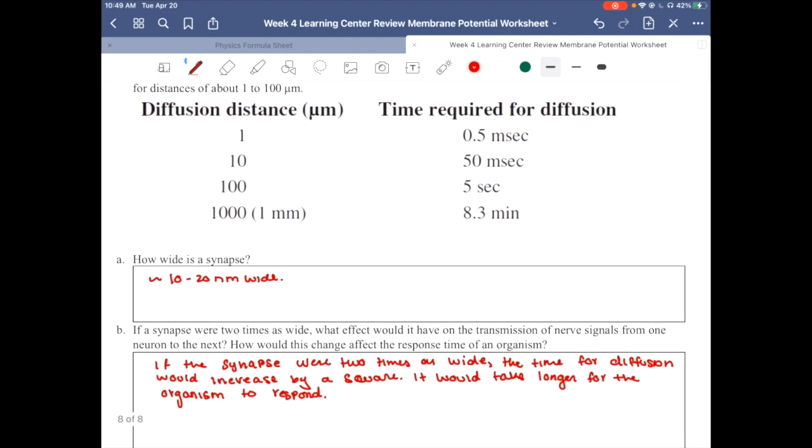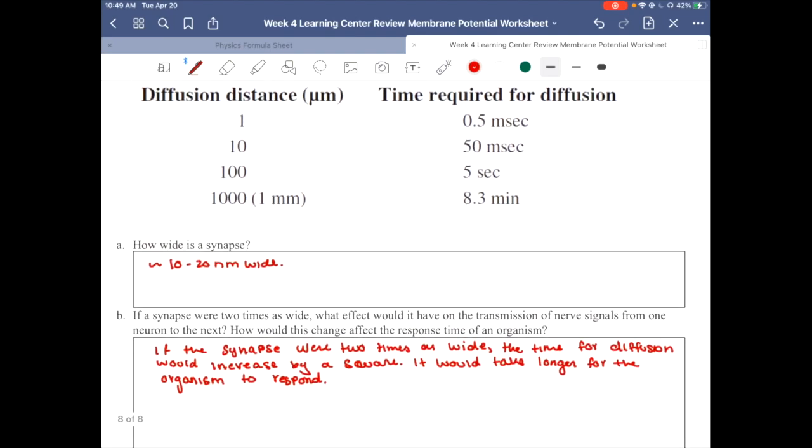And we also see that here it says diffusion distance and then time required for diffusion. So the longer the diffusion distance is, the greater it gets.